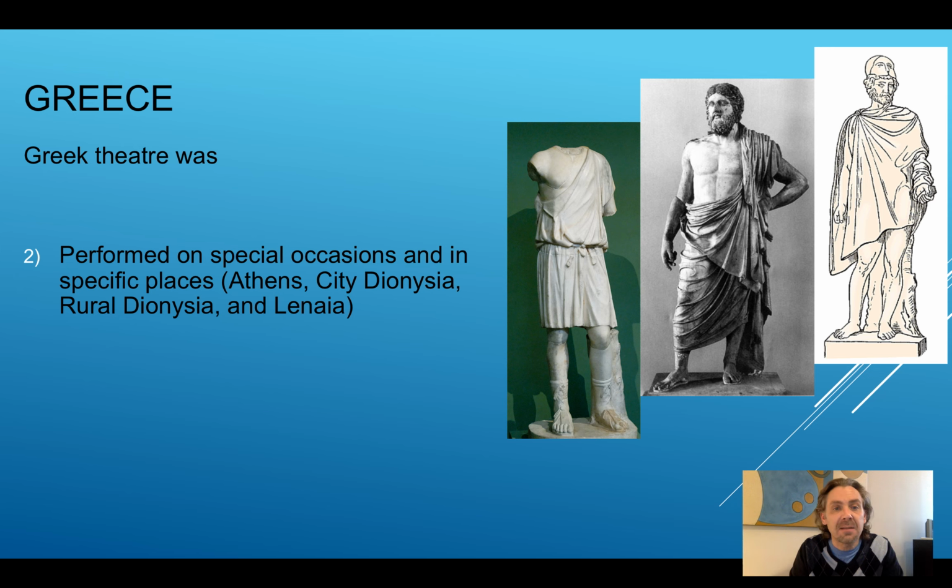Number two, it was performed on special occasions and in very specific places. So Athens, the City Dionysia, Rural Dionysia, and Lenaia were just some examples of the specific places where theater was performed. So it's not just like theater could be performed everywhere. There had to be a reason and a location for it.